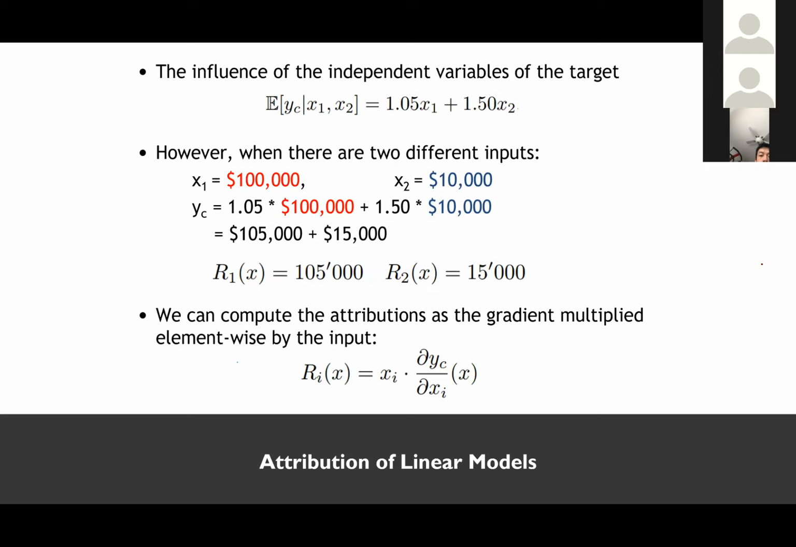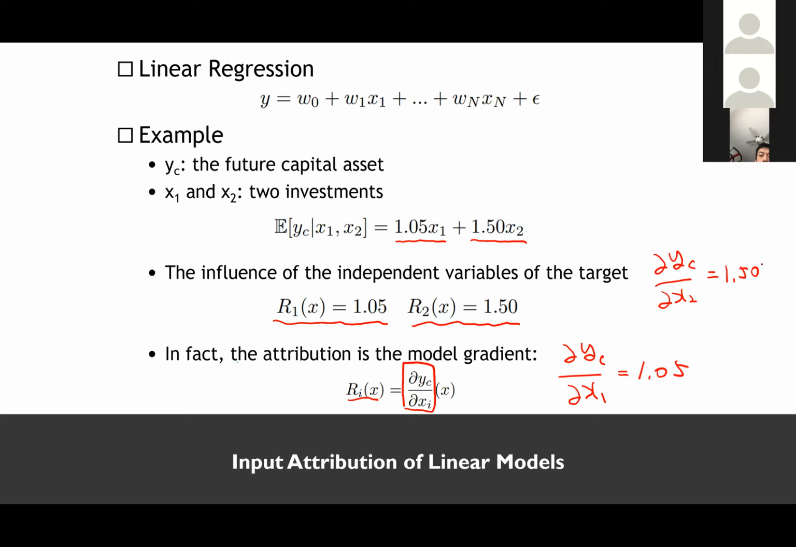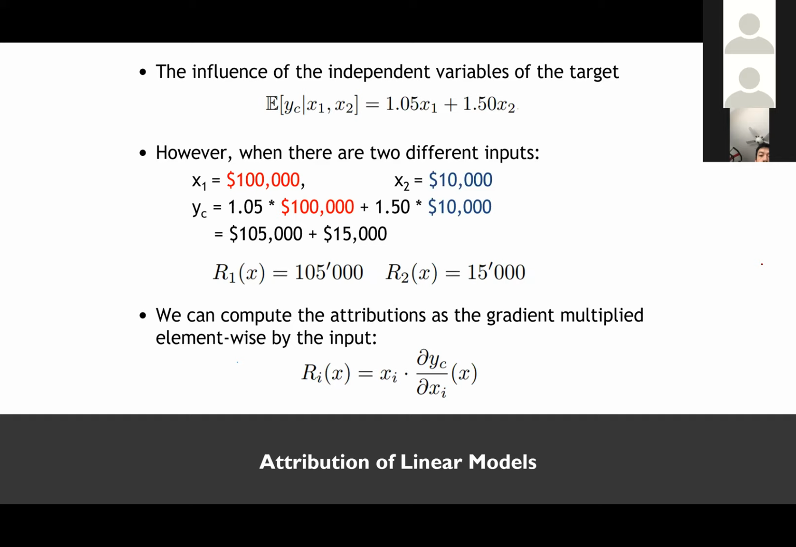So the influence of the independent variable on the target can be represented here, but we may have two different inputs. This attribution is good enough when we assume that the input values for X1 and X2 are well normalized, meaning that X1 and X2 have the same mean and variance. If they are random variables and well normalized, then we can use just the partial derivative as the importance of those individual inputs. But in many cases, we may have different scales or values of X1 and X2.